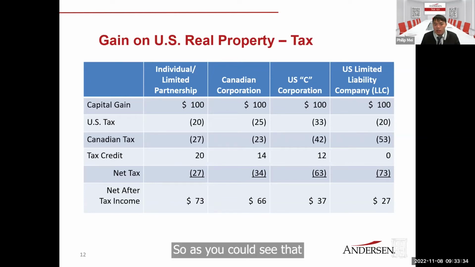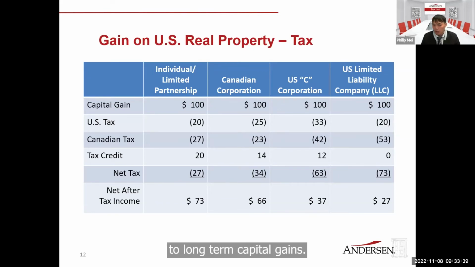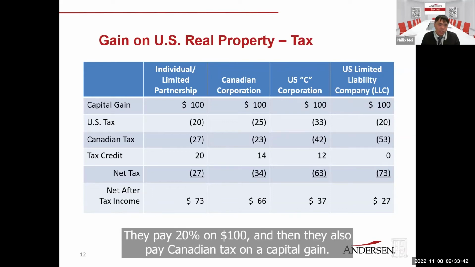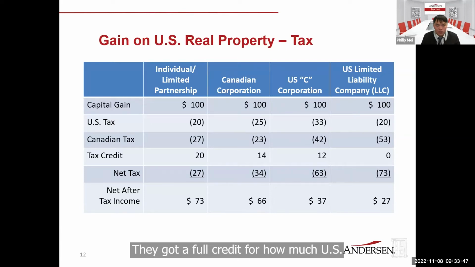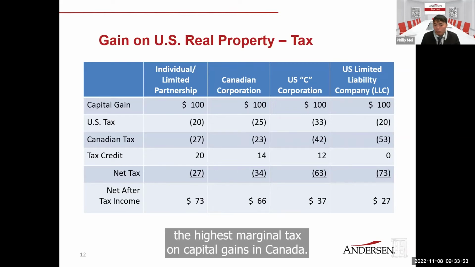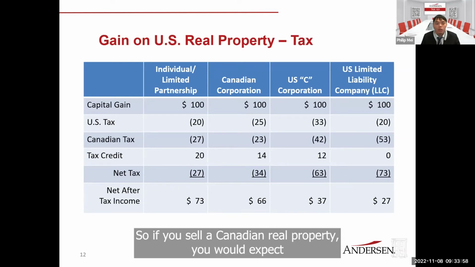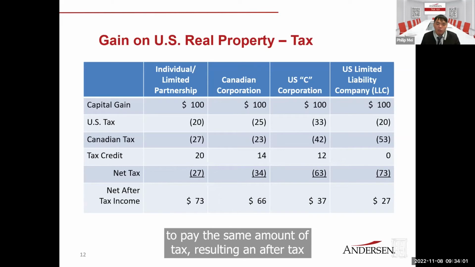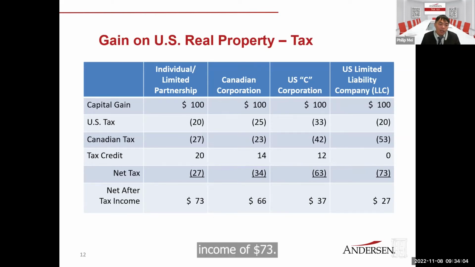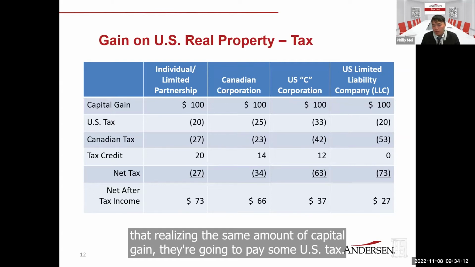So as you can see, for the individual and limited partnership, the taxpayer could have access to long-term capital gain. They pay 20% on $100. And then they also pay Canadian tax on the capital gain. They get a full credit for how much US tax they pay, resulting in a net tax of about $27, which is the highest marginal tax on capital gain in Canada. So if you sell a Canadian real property, you would expect to pay the same amount of tax, resulting in after-tax income of $73.